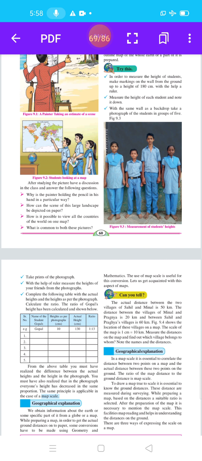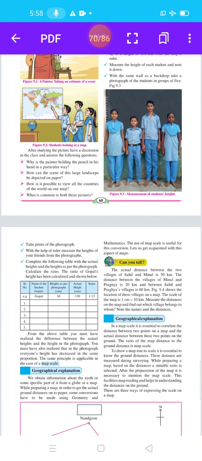Then the geographical explanation. The painter first takes an estimate of the scale of the scene in front of him with a pencil. After that he draws a sketch on paper. The painter does this so that the picture is drawn to scale. In the preparation of maps, the area is first surveyed. At that time, after special observation, a scale is fixed. Using the scale, an outline map of the whole earth or part of it is prepared.